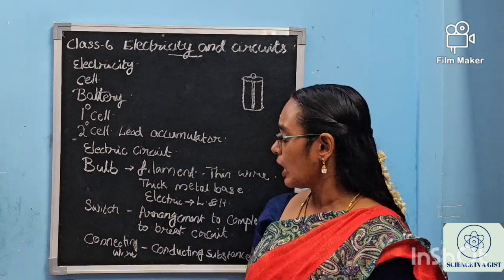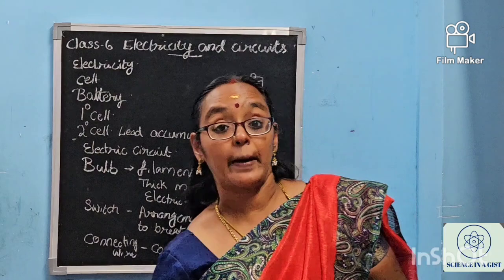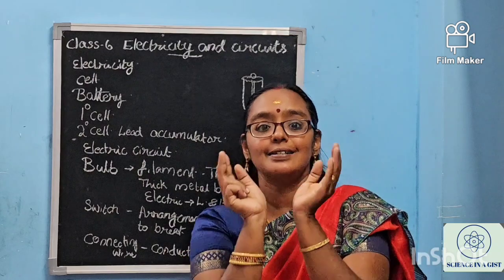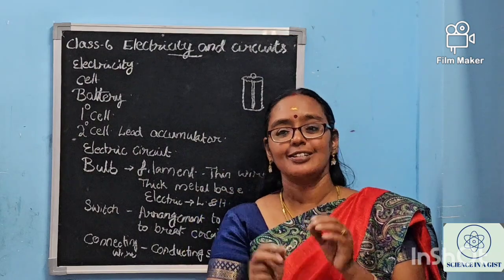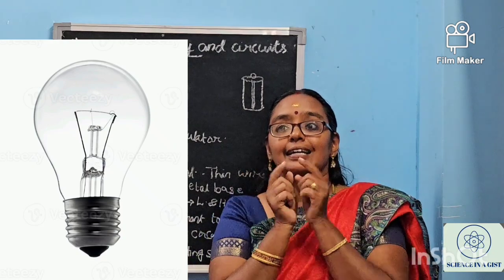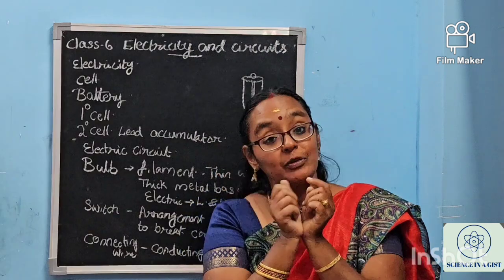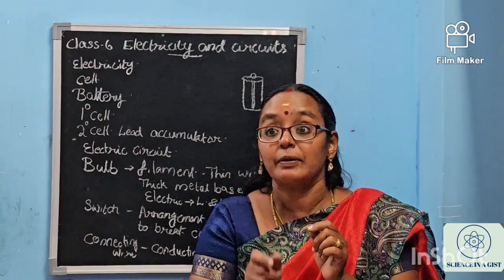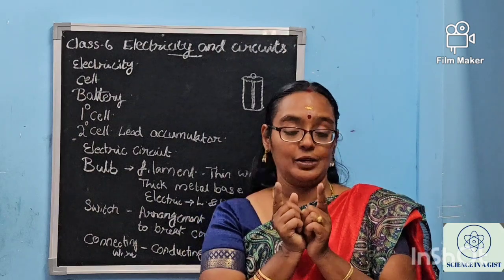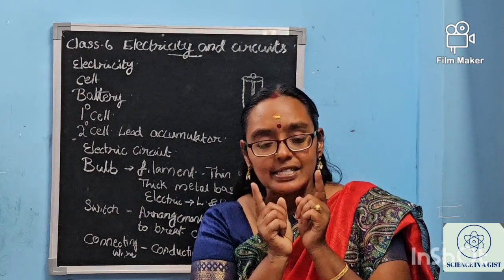Okay, now we are going to see about the bulb. What is a bulb? A bulb is made of glass, right? Have you seen small bulbs? It will be fully covered with glass, and inside there will be a filament. When you look more closely, we can see a curly structure of metal. It is called a filament. Actually, it is made of the metal tungsten. Okay, so this is the filament.